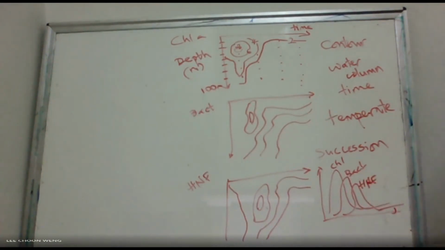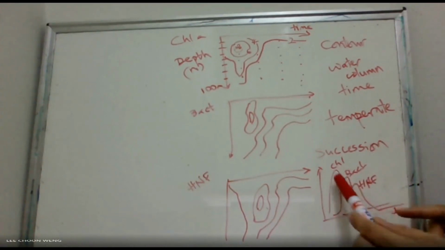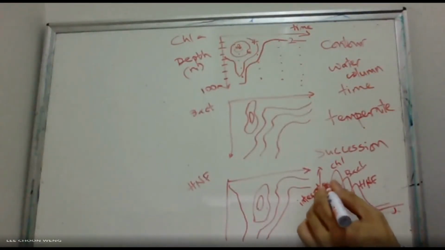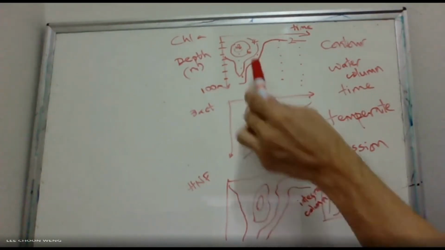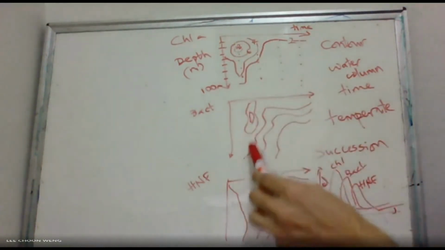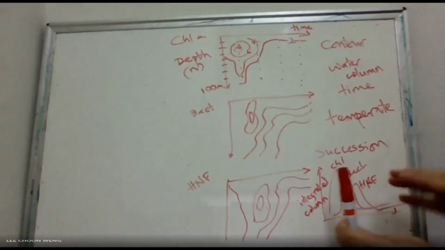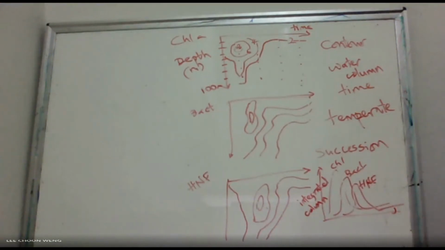Okay. Another way you can show succession is by plotting this. So this is usually the integrated column. These charts are made when you sum up all the concentrations at each time point. Okay, you sum up all the concentrations, and then you'll get a graph like this showing the succession from chlorophyll to bacteria to HNF.